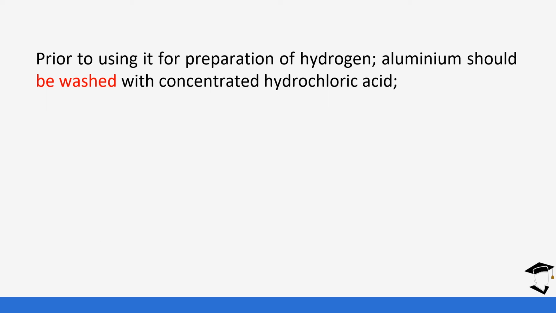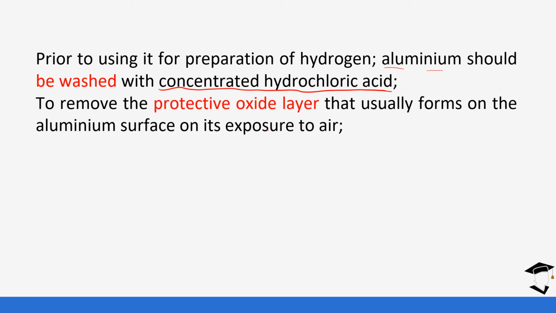Then other reasons, the reason why we don't use aluminium metal is because that reaction will not occur until it is washed. And we see we are washing with concentrated hydrochloric acid. Why are we washing? We have to wash it to remove the oxide layer.